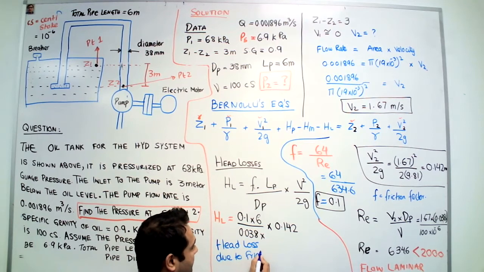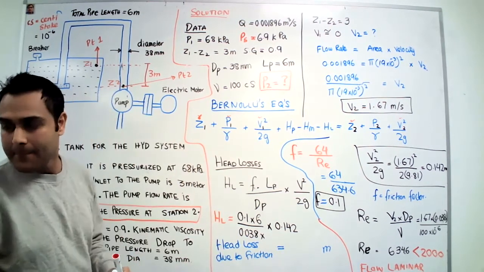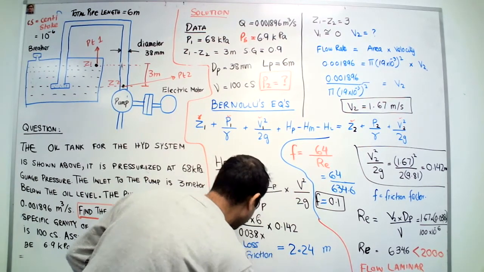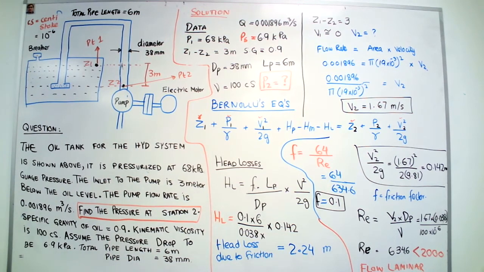Anyone got an answer? 2.24. So we got the head loss 2.24 meters. Yes, units are going to be meters. Yeah, we need a bigger board. Okay.